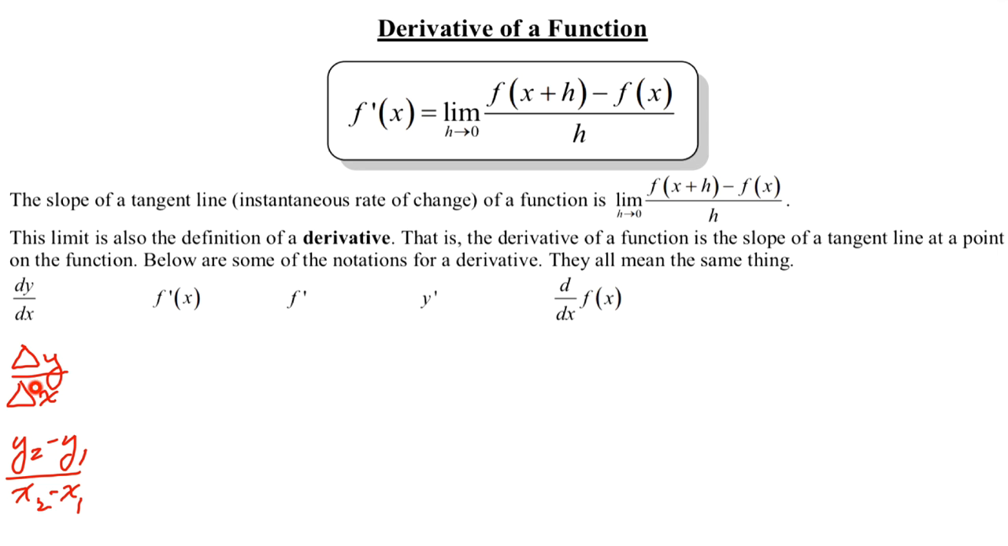Delta in math always means change. So this is the change in y, which is y2 minus y1, over the change in x, which is x2 minus x1. And so delta y over delta x has transformed into dy dx. That means a derivative, or the slope of a tangent line at a point on the function.